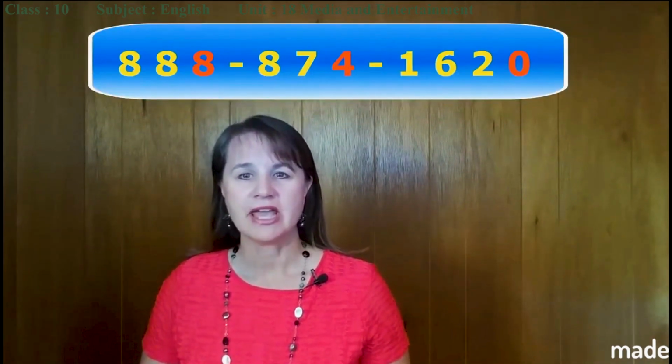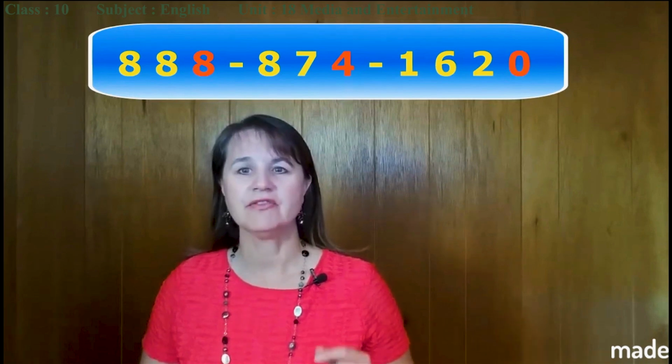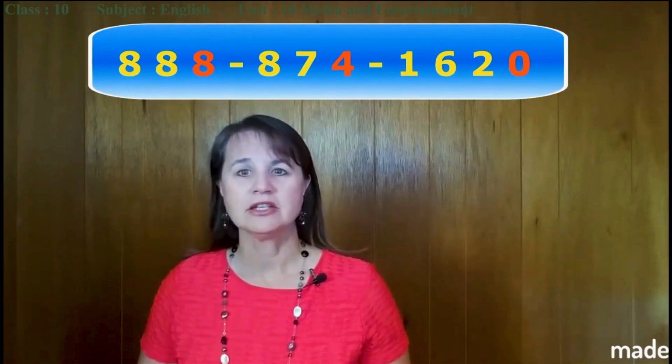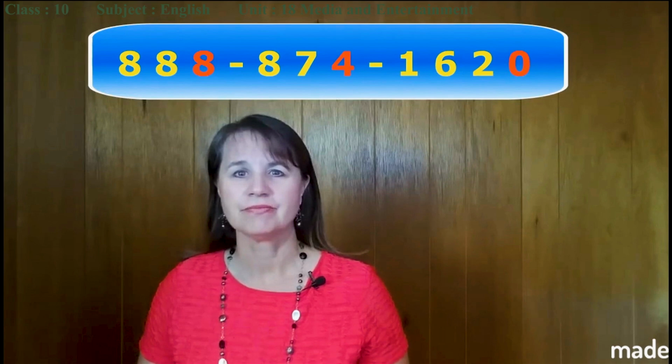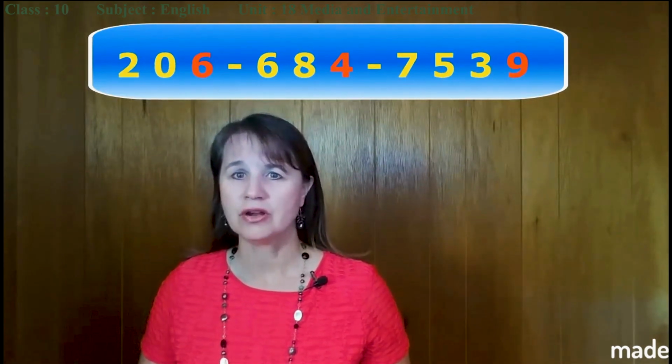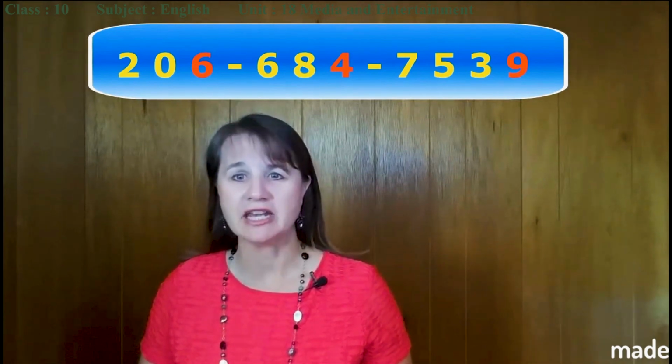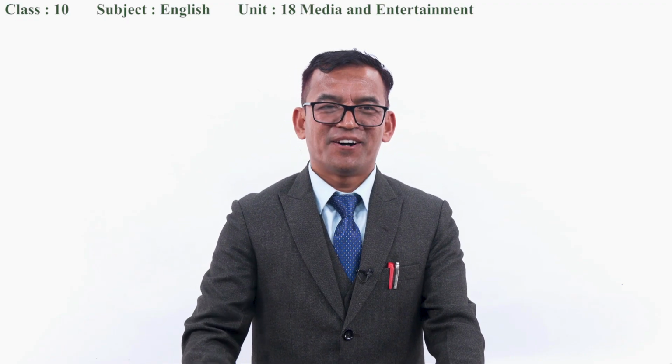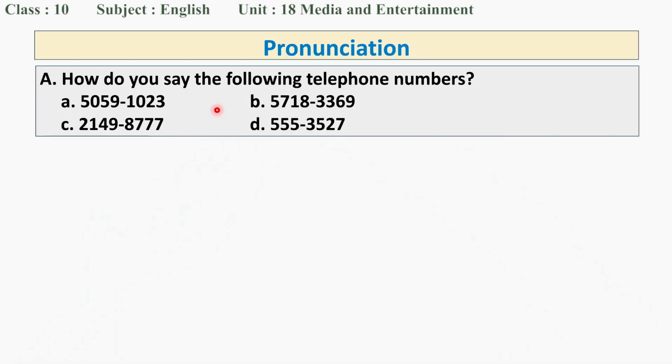One really important thing to pay attention to is how you stress the numbers. The last number in each group is stressed. It should be said louder and longer than the other numbers. It should sound like this: 888, 874, 1620. Here's another: 206, 684, 7539.